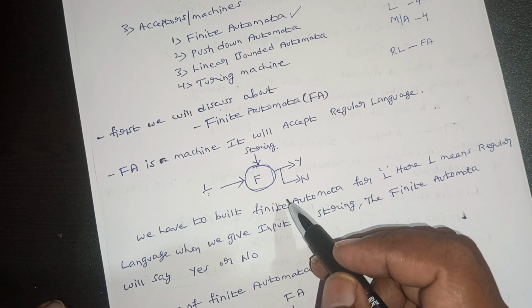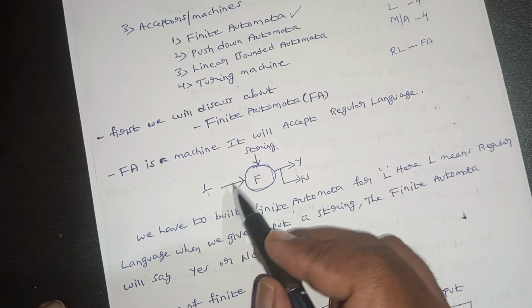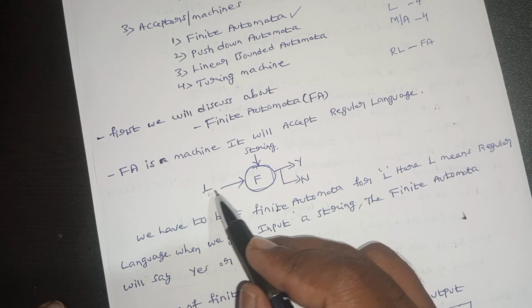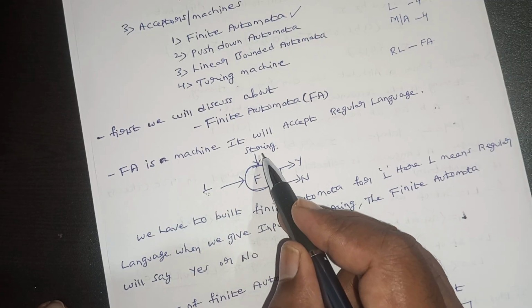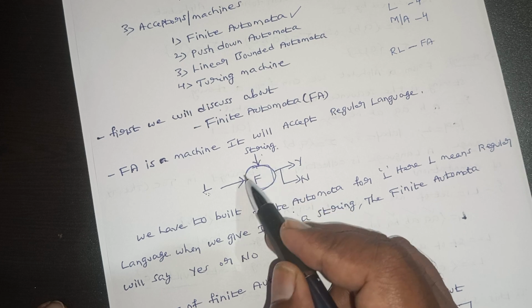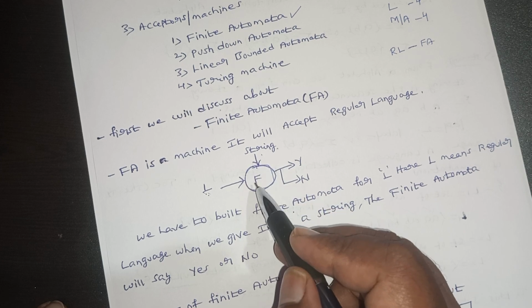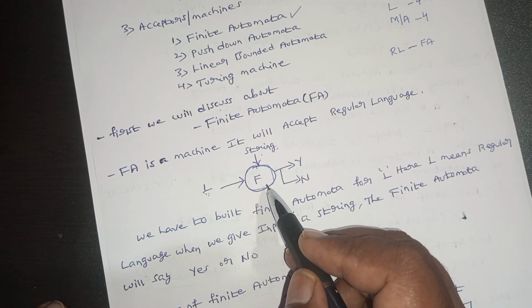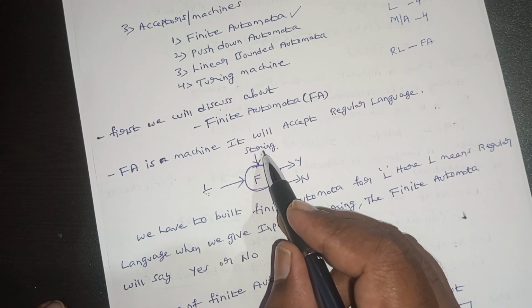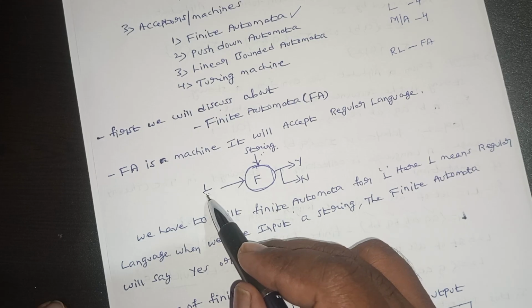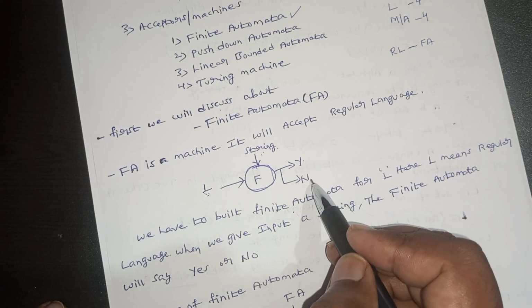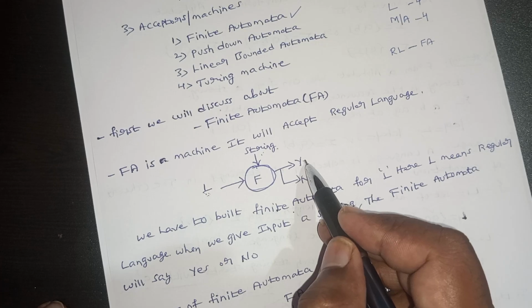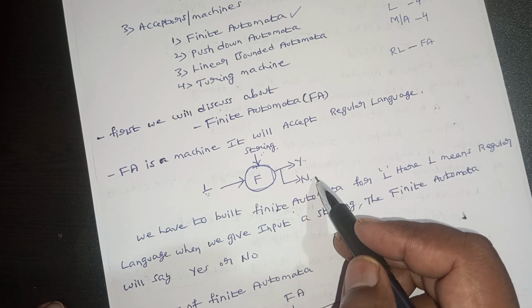That is one idea. What is one more idea? I am giving two inputs. One is the language, the second one is a string. Now what is the purpose of the acceptor? This finite automata will search, or make a decision, whether this string is present in the language or not. That is, yes or no. If it is present, it will say yes. If it is not present, it says no.